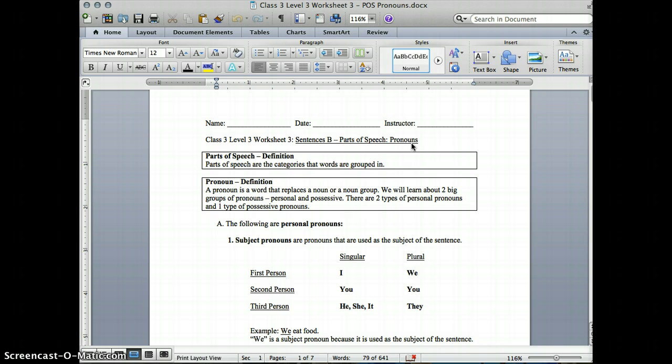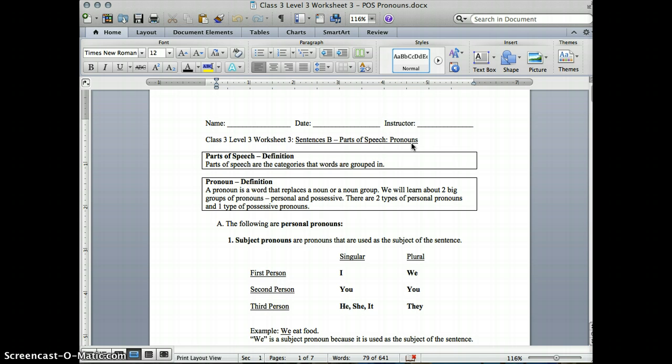But first, let's also define what a part of speech is. Parts of speech are the categories that words are grouped into. As you did earlier with these worksheets, you learned about nouns, verbs, adjectives and adverbs. Those are all different types of parts of speech, and a pronoun is another type of part of speech that replaces a noun or a noun group.